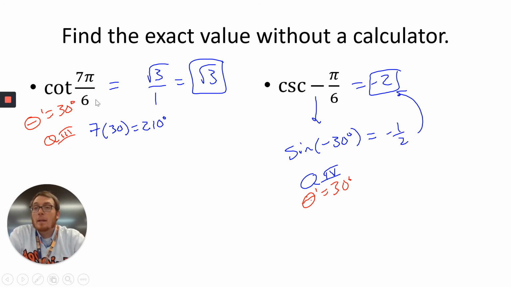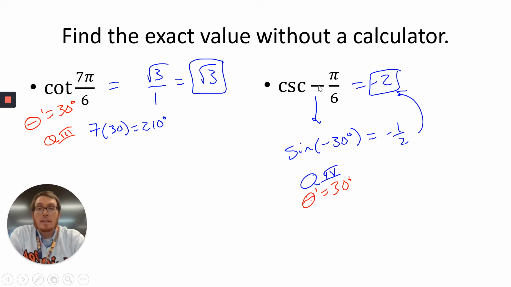Next, cotangent of 7 pi over 6. Pi over 6 again is 30 degrees. Okay, that's the one you want to know. 7 times 30 degrees would be 210, and that's in quadrant 3. Opposite over adjacent would be tangent, so adjacent over opposite would be cotangent. And the adjacent at 30 is 3 over 1, which is √3. And it's positive because in quadrant 3, tangent and cotangent are positive.